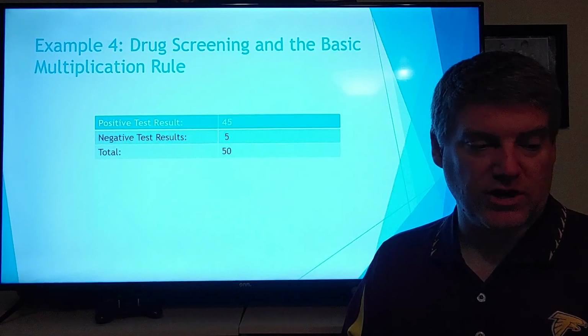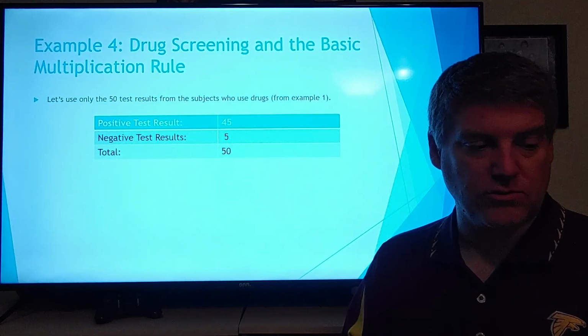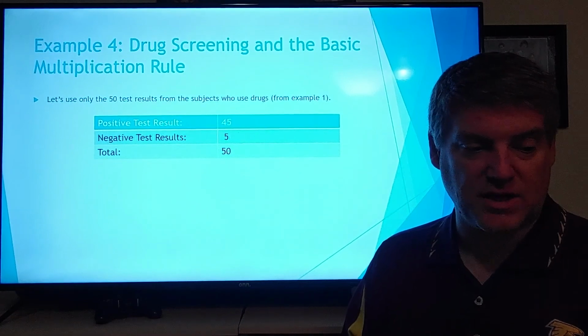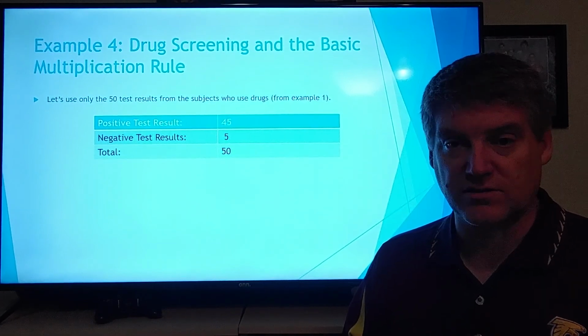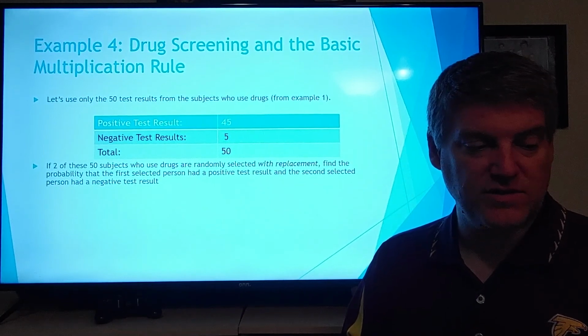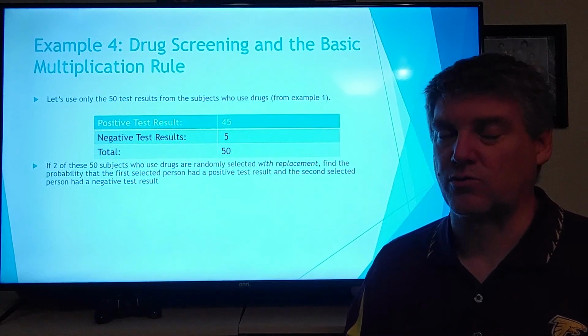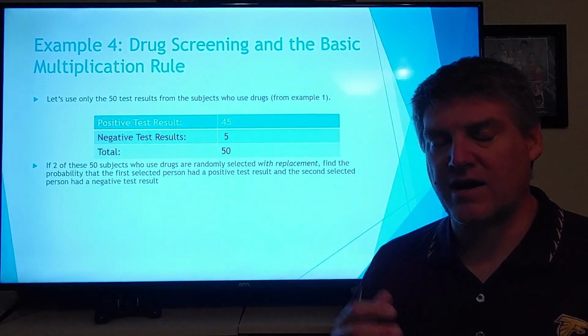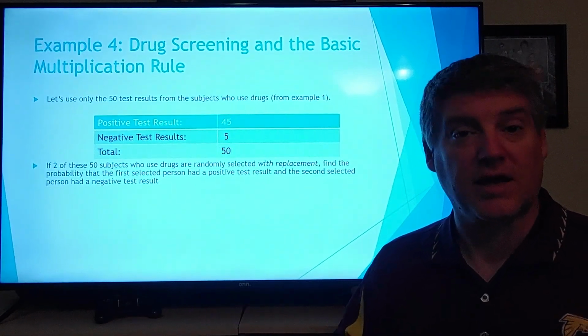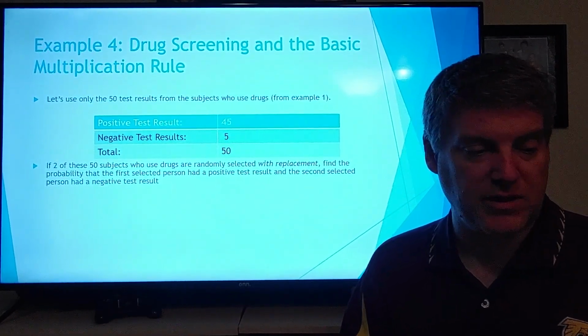Example 4, drug screening and the basic multiplication rule. Let's use only the 50 test results from the subjects who use drugs. This is from example 1. If two of these 50 subjects who use drugs are randomly selected with replacement, so we're going to pick a name out of a hat, look at that name, write it down, put the name back into the hat, shuffle them up again, and do it again. That's what it means by replacement.